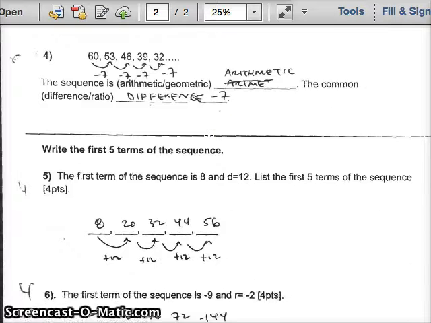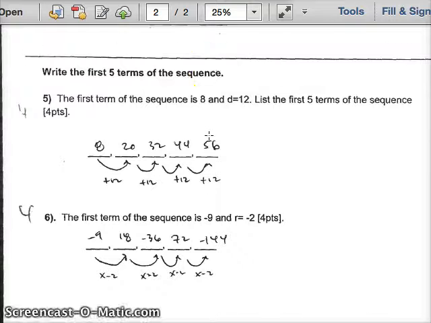Question number 5, write the first 5 terms of the sequence. The first term of the sequence is 8, so there you just write an 8, and it says d is equal to 12. So d equals 12 means it's a common difference, therefore you should be adding 12 to each of those. If you missed one, I took off a point, so you would get a 3 out of 4. If you missed 2, then I took off 2 points.